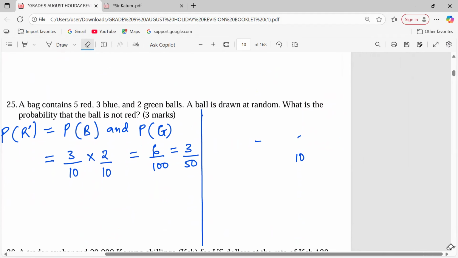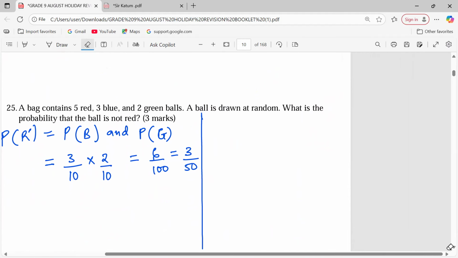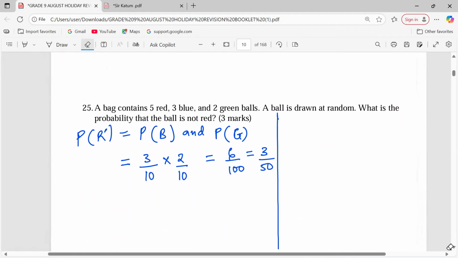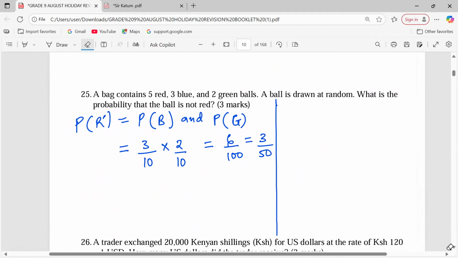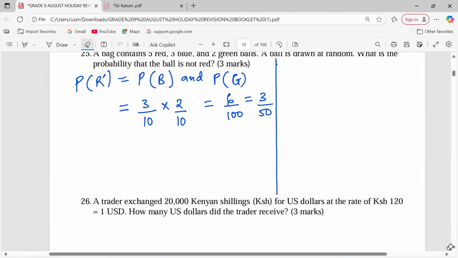So we are already at the answer, which is 3 out of 50. Probability not red means probability blue and green. Blue and green is the only probability that gives us no red.